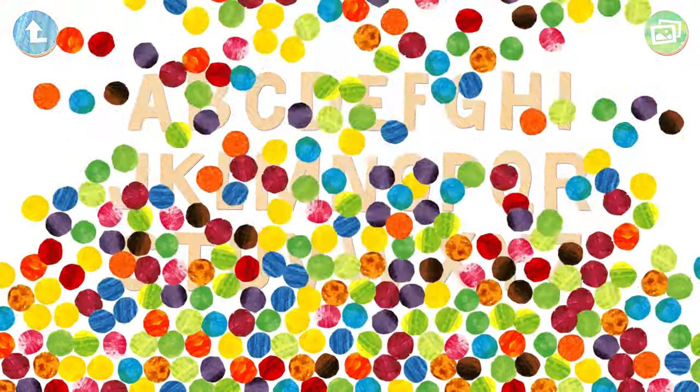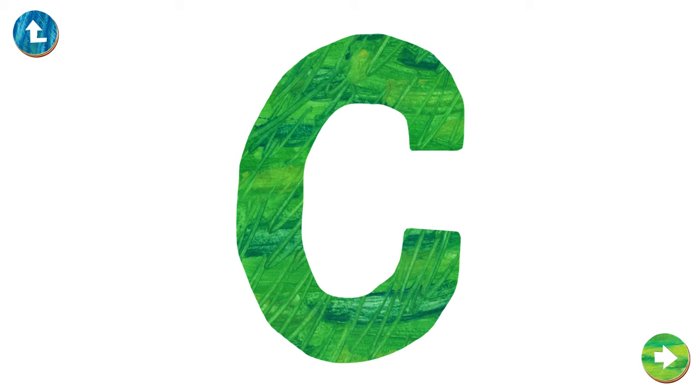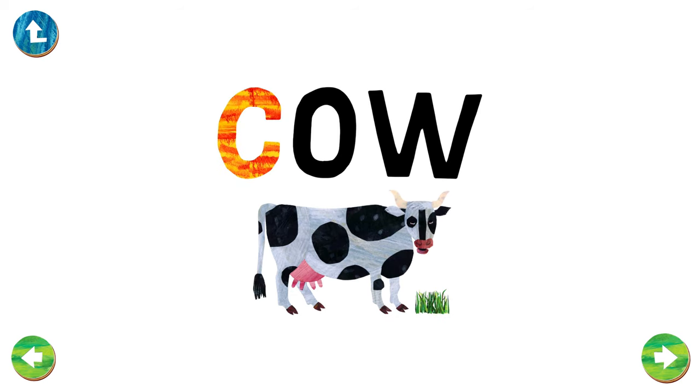C. This is the letter C. C makes the sound k. C is for cow. Cow. C. K. Cow.